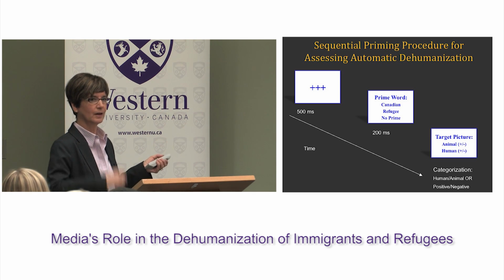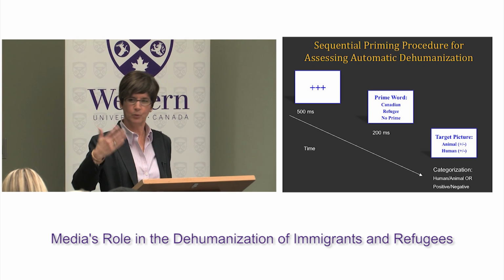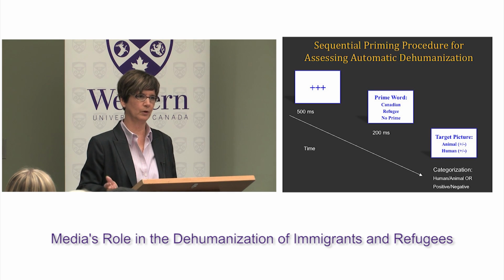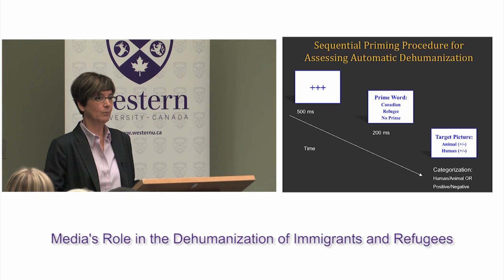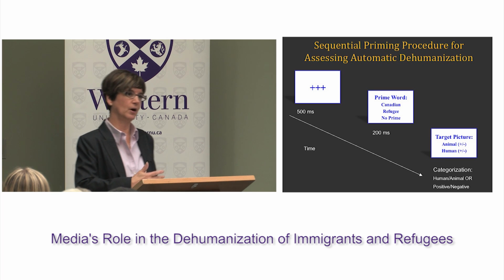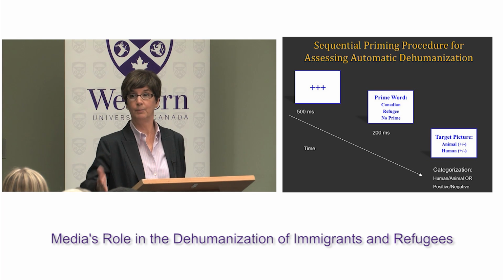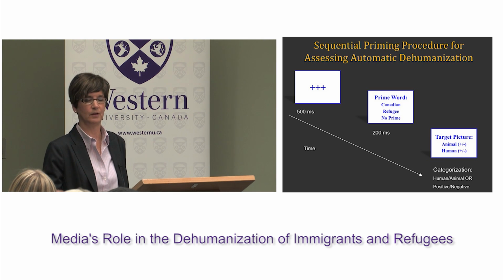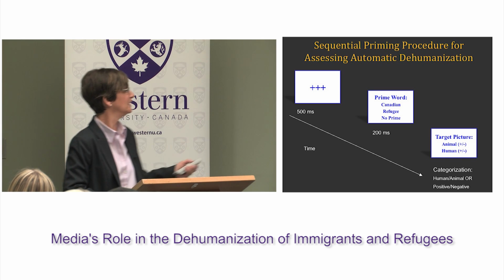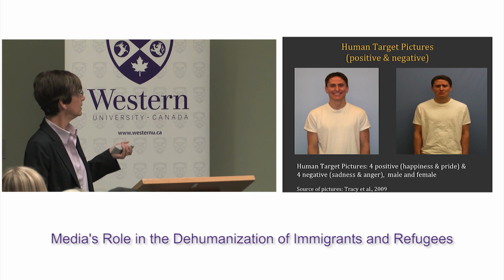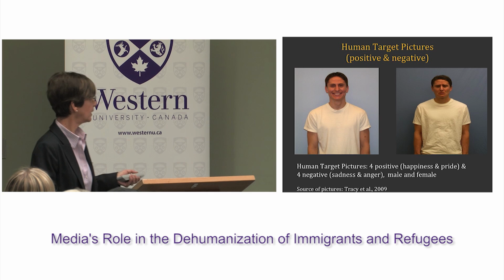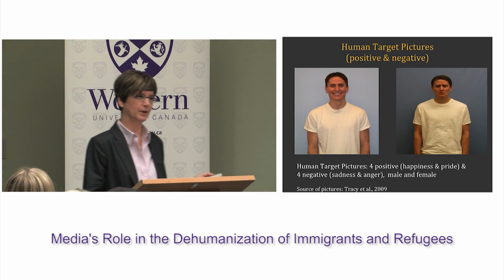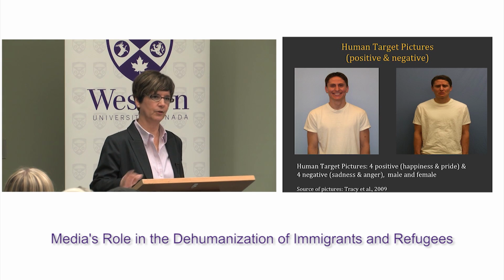Okay, so you come in, a word flashes, and there are lots of trials. A word flashes, it's either Canadian, refugee, or nothing, and then you're supposed to be categorizing these pictures as animal or human. And what we're looking at is whether the refugee prime makes you faster to respond animal when you see an animal, which suggests that there's an association between refugees and animals. It's more complicated than that, but that's the gist of it. So we had 4 positive and 4 negative human pictures. And we had 4 positive and 4 negative animal pictures. People are categorizing these using keys on the computer.